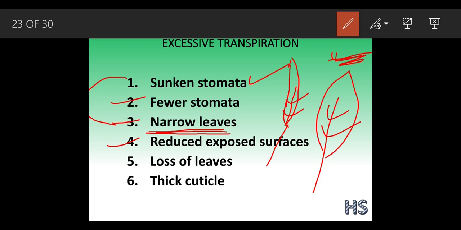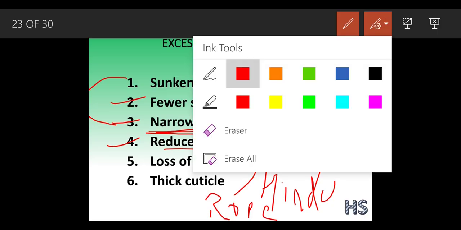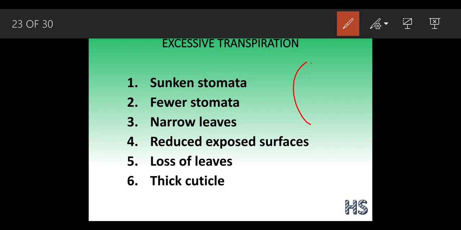Because this condition occurs in the Hindu rope, a special type of plant. What happens in this is that they lose less water. How do they lose less water? Because they have this special condition. What they do is close their leaves or roll them up. They close their leaves.